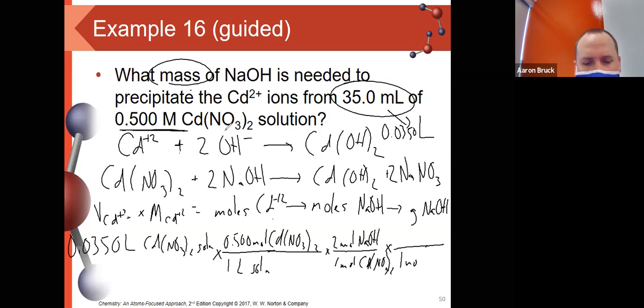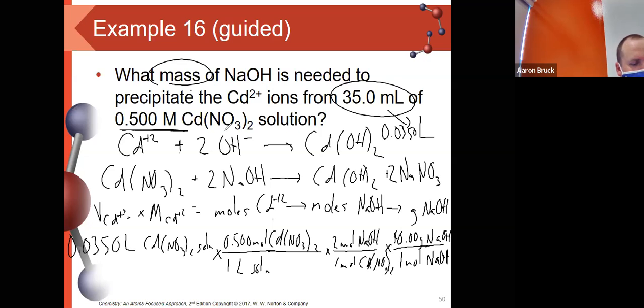One mole of sodium hydroxide. Need a molar mass. 22.99 for sodium, 16 for oxygen, 1.01 for hydrogen, and that gives 40.00 grams of sodium hydroxide.